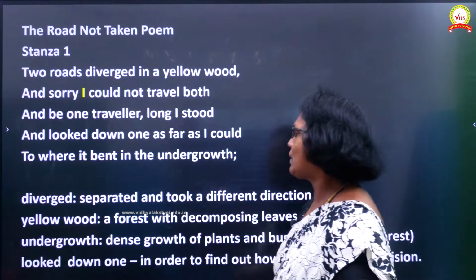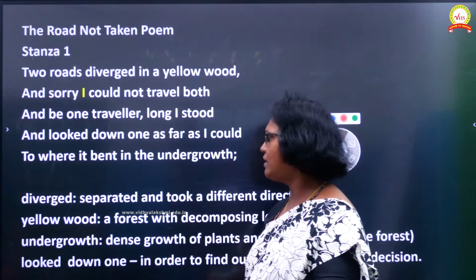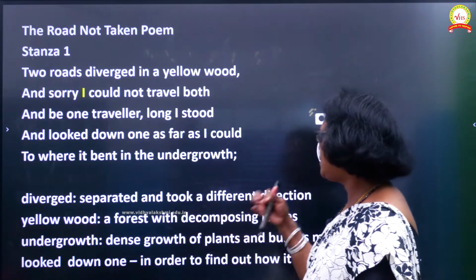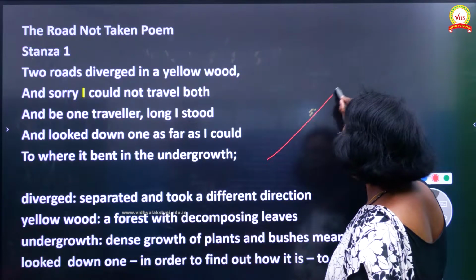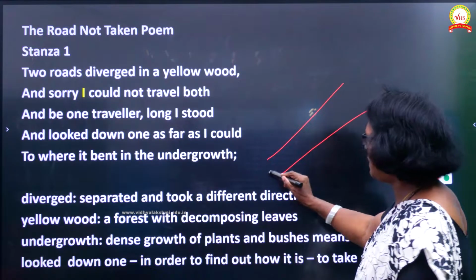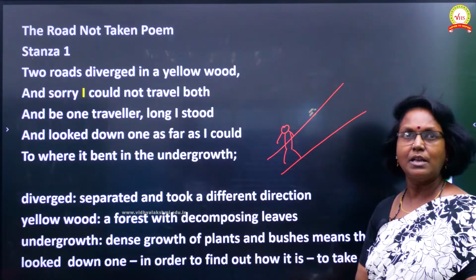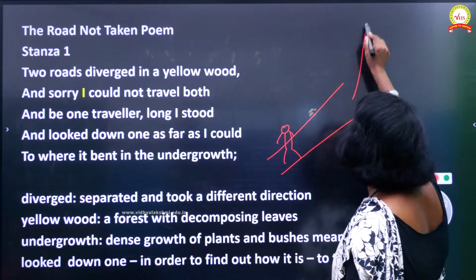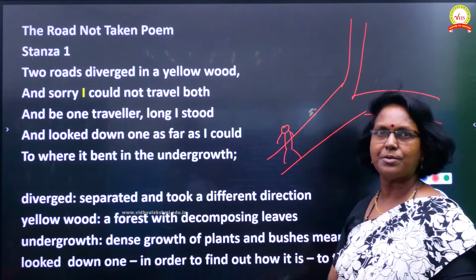So let's see the first one. Diverged. What is the meaning of the word diverged? Here it is separated and took a different direction. In case, let us imagine that the poet wanted to walk. He is maybe here trying to walk this path, and then what happened? This particular road has diverged into two paths.